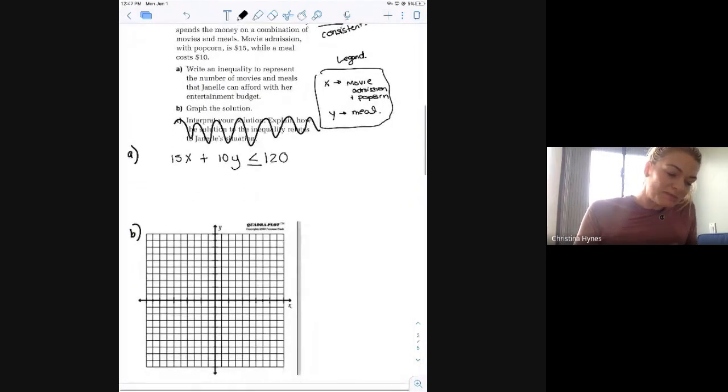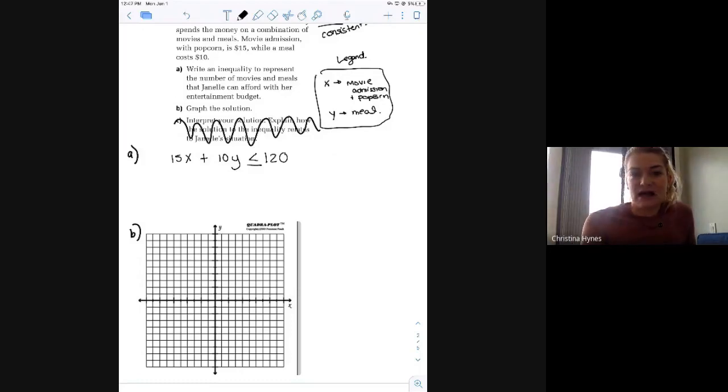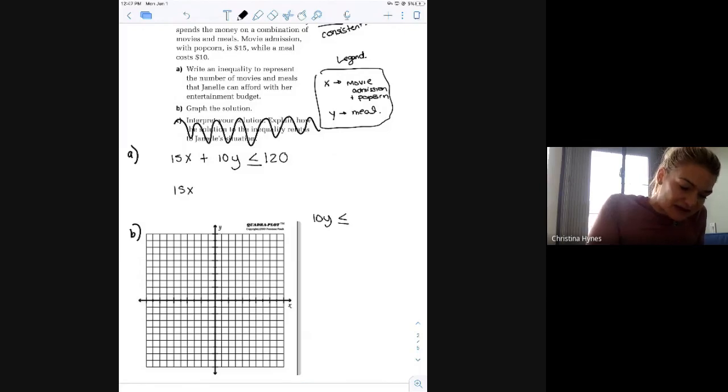Okay, so for part B, you're going to graph the solution. Graphing the solution is where you want to solve for Y and then put it into your calculator like a linear equation. You can also use Desmos to help you as well if you want to graph it to see where it actually exists. So I'm going to solve for Y. So I'm going to go 10Y is less than or equal to, I'm going to bring the 15 to the other side.